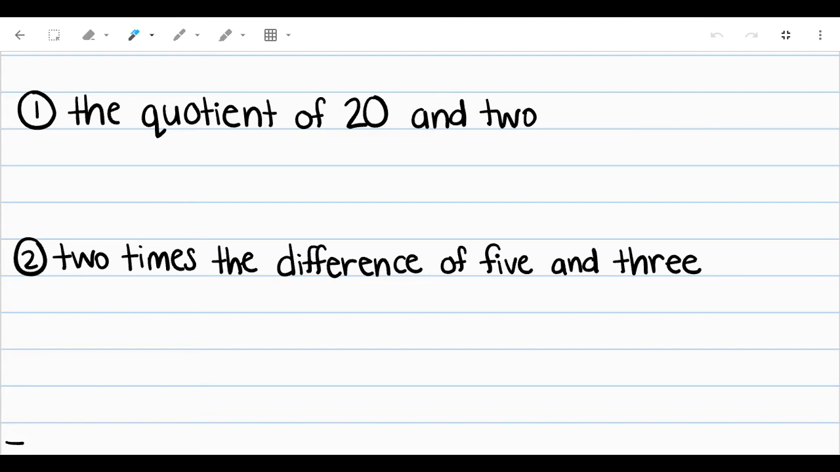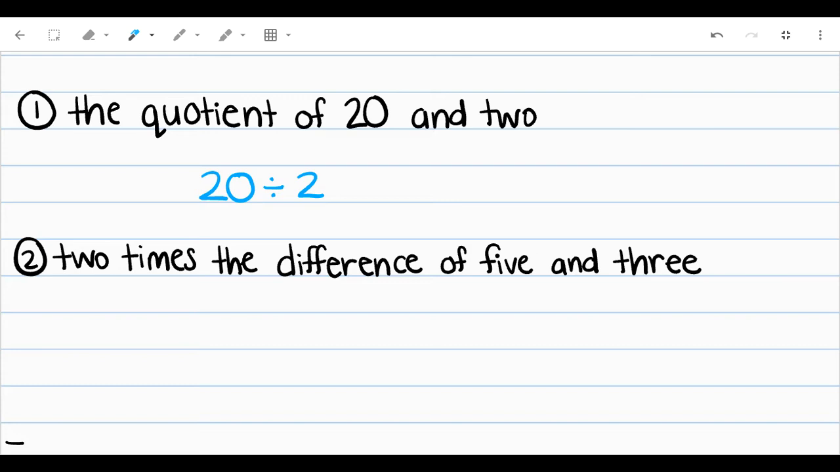So if we want to talk about the quotient of 20 and 2, I want to think about, what does quotient mean? I know that quotient is the answer to a division problem. So if I'm finding the quotient of 20 and 2, I know that I'm going to take 20 divided by 2. And for these, we don't have to solve them. You may be asked to solve them, but right now we're just worried about, what do these words actually represent as an expression? So for number 2, it says 2 times the difference of 5 and 3.